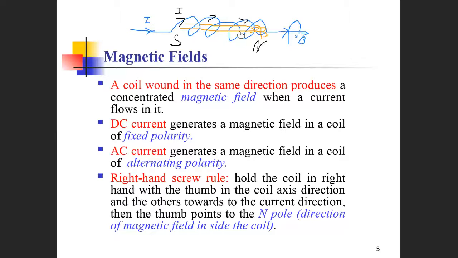That is the right-hand screw rule. The direction of the current matters. If the current is reversed, the magnetic field will reverse. So the magnetic field is a vector.